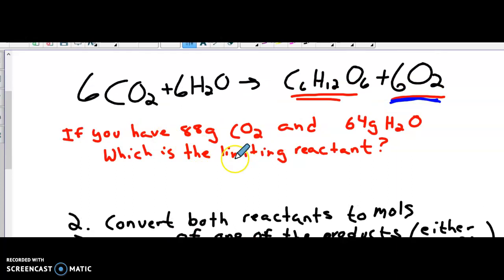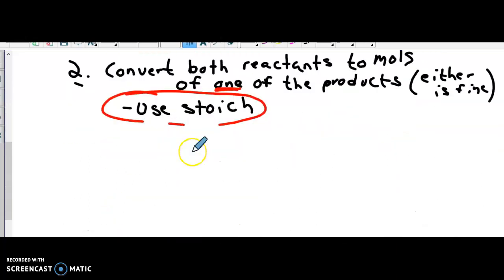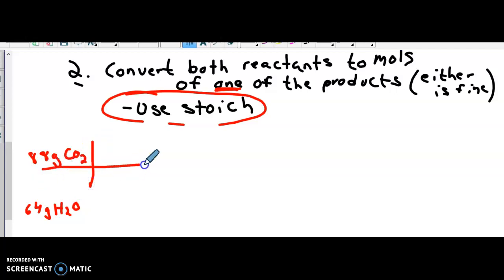So we're going to convert both of the reactants to moles of one of the products. Our 2 reactants are 88 grams of CO2 and 64 grams of water. Now, I'm going to convert that to moles of the product. So we're just going to do our stoichiometry. CO2 has a molar mass of 44.01 grams per 1 mole.